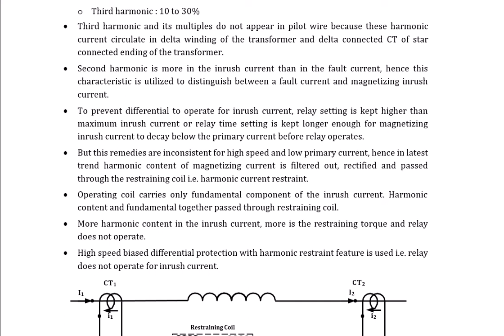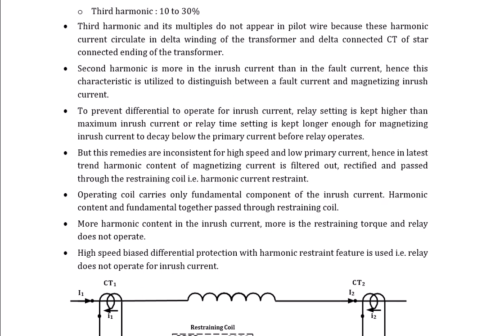Hence, in the latest trend, the harmonic content of the magnetizing current is filtered out, rectified, and passed through the restraining coil. This is harmonic current restraint. The operating coil carries only the fundamental component of the inrush current, and the harmonic content and fundamental together pass through the restraining coil. So the more harmonic current in an inrush current, the more the restraining torque, and the relay does not operate.